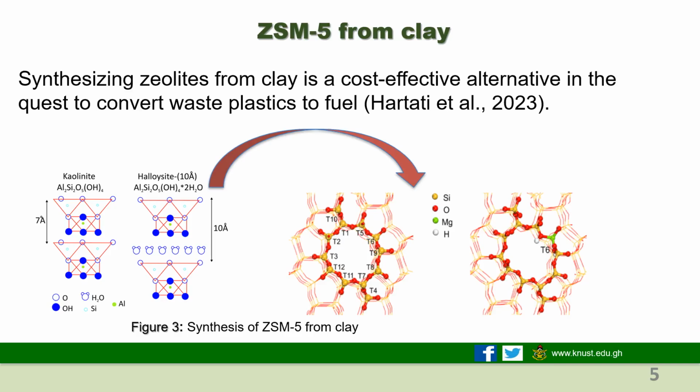The silicon to aluminum ratio in clay is lower than the silicon to aluminum ratio that is needed for the ZSM5 framework. So the clay usually will have to be pre-treated in order to increase the silicon to aluminum ratio. Extra silica can also be added to the clay to increase the silicon to aluminum ratio.